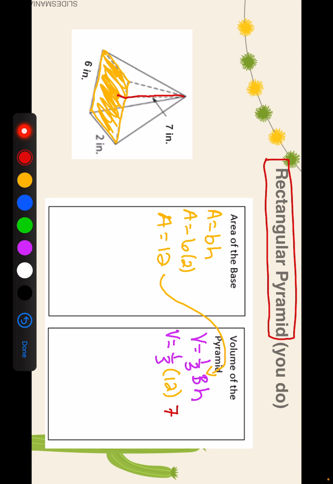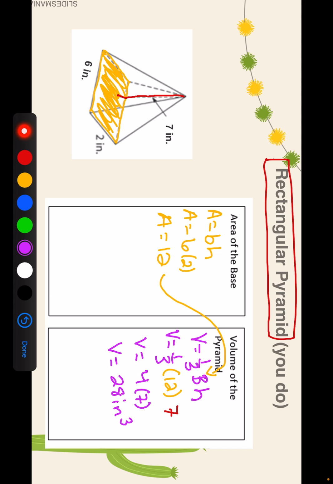Okay. So now you can go ahead and solve that. So you're going to have V equals 1/3 times 12. Okay. Remember we said multiplying by 1/3 is the same thing as dividing by 3. So 12 divided by 3 is 4. That is correct. Now you have 4 times the height, which we said was 7. So V equals 28. So that means your volume is 28 inches cubed. Okay, sorry, I didn't put that on the previous one for our answer.